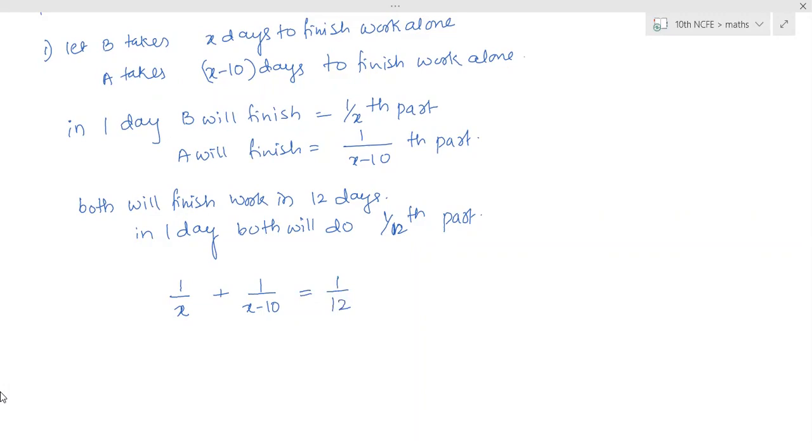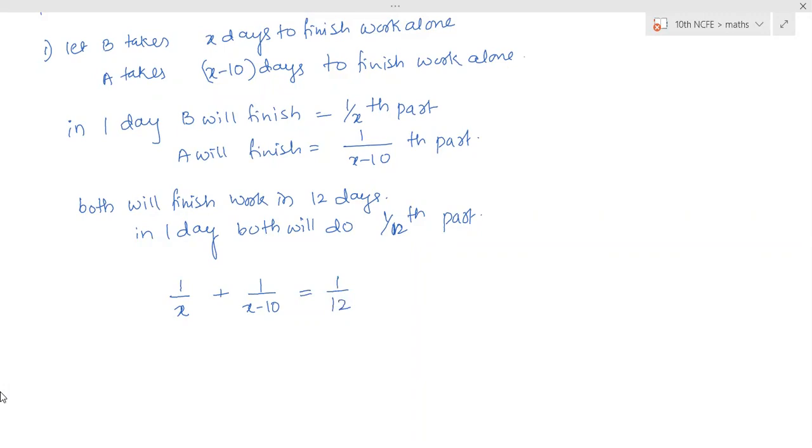One day's work we are doing. X days is what this is taking, so how much part of the work are they doing? We can't do that. Oh, yeah. 1 by x minus 10, 1 by x is the part of the work done. So in 12 days, yes ma'am.